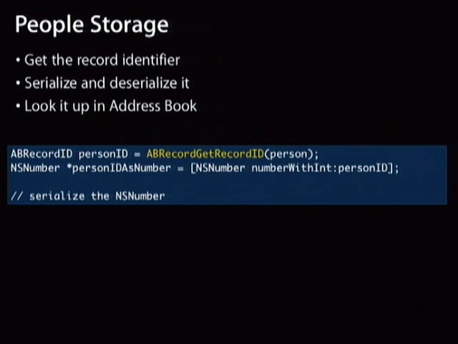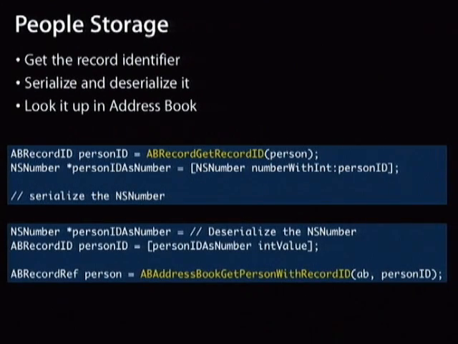This is what it looks like. You get the record ID. You serialize that, put it in the prefs, put it on a file in your database, wherever you want. When you come back, you deserialize it, get the integer value, which is the AB record ID, and then use this function, ABAddressBookGetPersonWithRecordID, to get the record. That's for storage. That's a very brief overview of how to store a person.